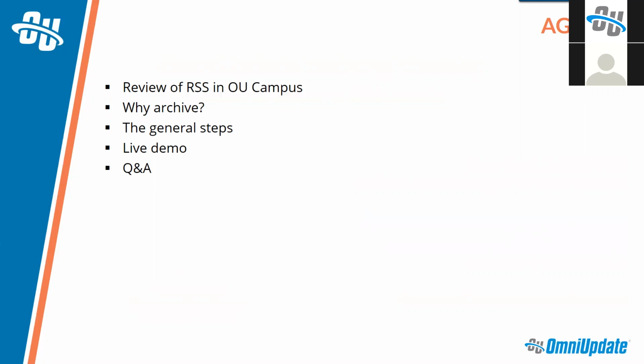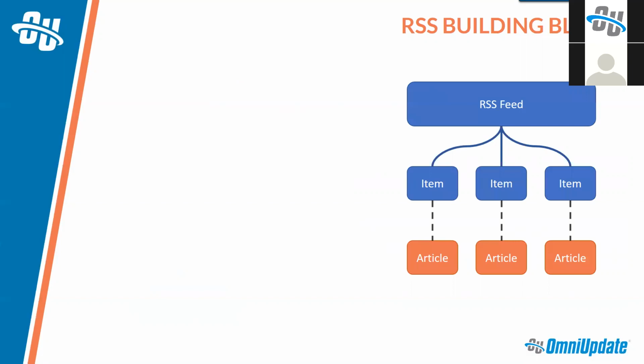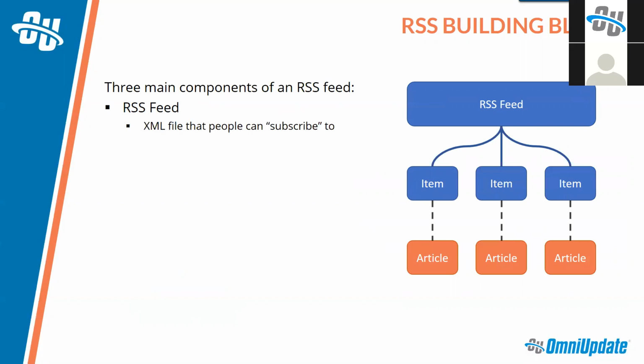So let's talk a little bit about building blocks for your RSS feeds. The general principle is that there are three main components of an RSS feed, and the schematic on the right-hand side speaks to this. First of all, that first item on the top is your RSS feed, which is an XML file that lives on your production server that people can subscribe to with a feed reader. For example, Firefox has a feed reader built into it, so you can just travel to the XML file and you'll get a nice little interface for it instead of it just being raw code.